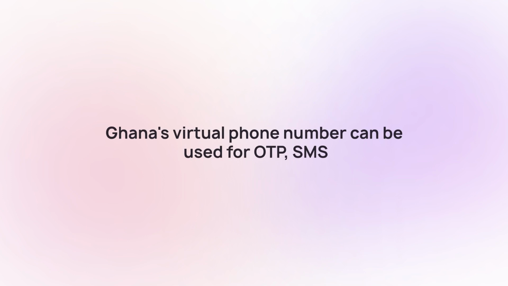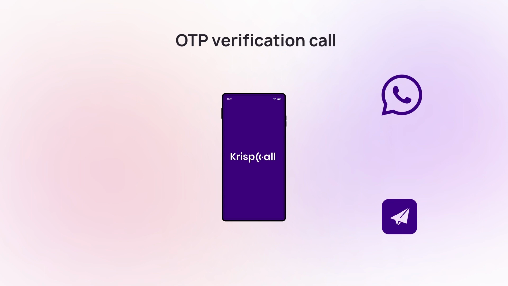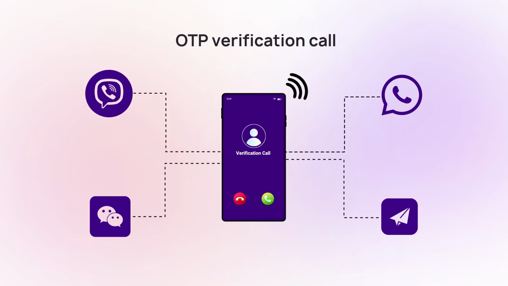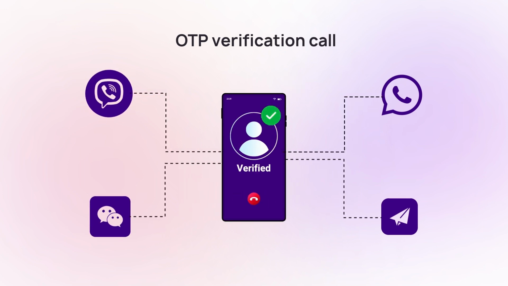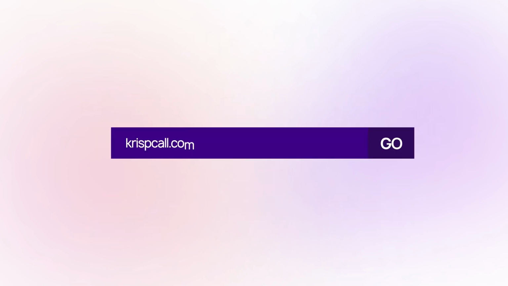KrispCall. You can use Ghana's virtual phone number for OTP, SMS, and call verification for WhatsApp, Telegram, Viber, and more. To purchase a Ghanaian phone number on KrispCall, visit krispcall.com and either create an account or log in.